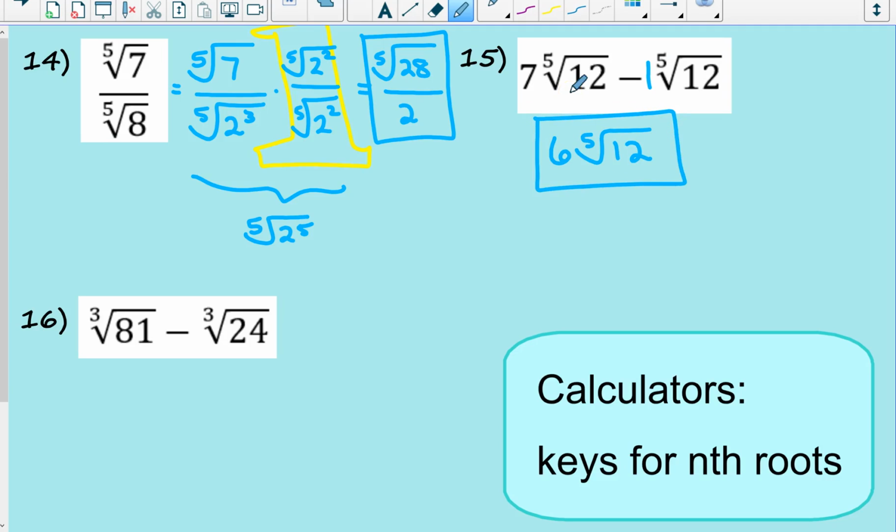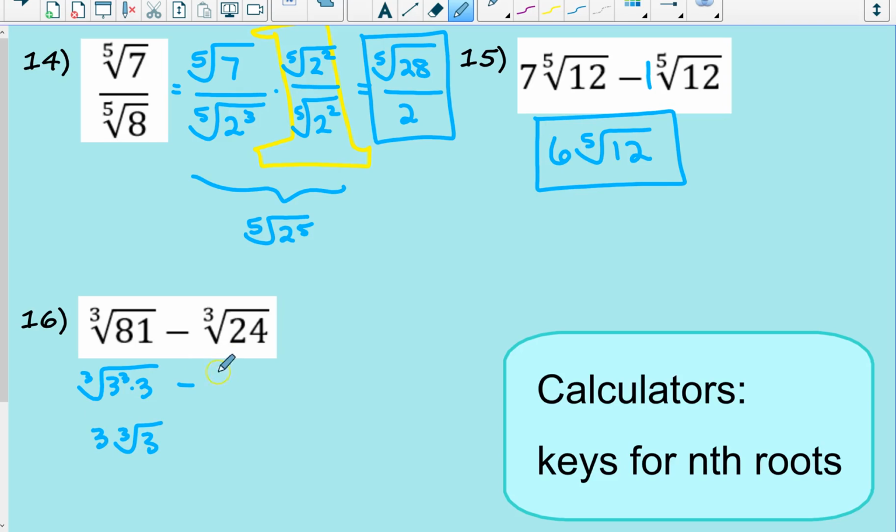So that one was easy, but what about number 16? Both of them are cube roots, so we have that, but they don't have the same radicand. They don't have the same number inside the radical. However, it might be possible to simplify one or both of them, and then we'll check to see if they have the same radicand. So the cube root of 81, let's see, 81 is 3 to the fourth power, which is 3 cubed times 3. So that can be written as 3 times the cube root of 3.